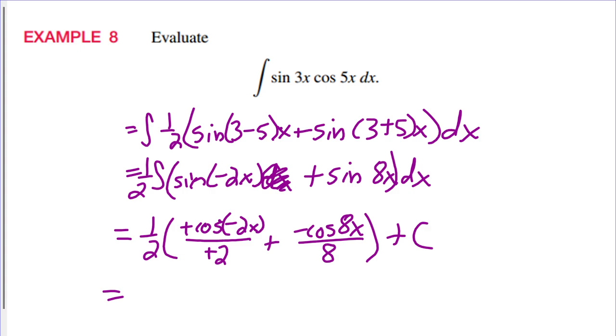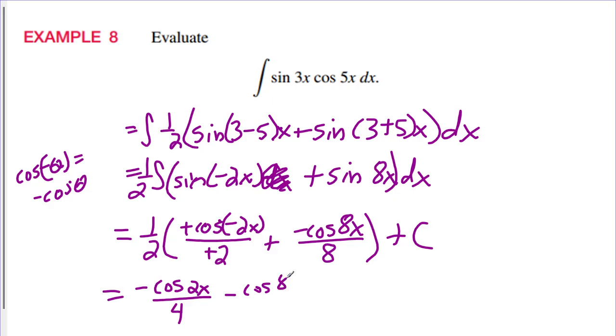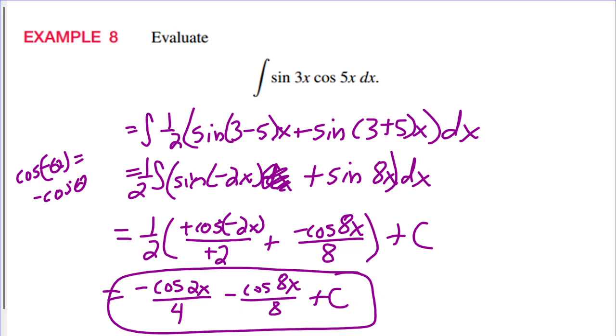Now we can simplify by multiplying through the 1/2. That leaves us with cosine of, and we can do one other simplification here, using the identity that cosine of negative theta is equal to cosine of theta, because cosine is an even function. So we get negative cosine of 2x over 4 minus cosine of 8x over 8 plus c. That is using trig techniques for integration.